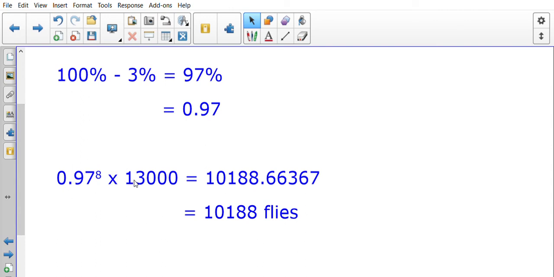Multiply it by the original amount of flies in the colony, which was 13,000, and you will get 10,188.66367. Now, again, it could be implied that you have to round in context. You can't physically get this amount of flies, and you wouldn't round up either because you don't have 10,189 flies yet. However, you do have 10,188 flies. Okay, so that's an example of rounding in context.